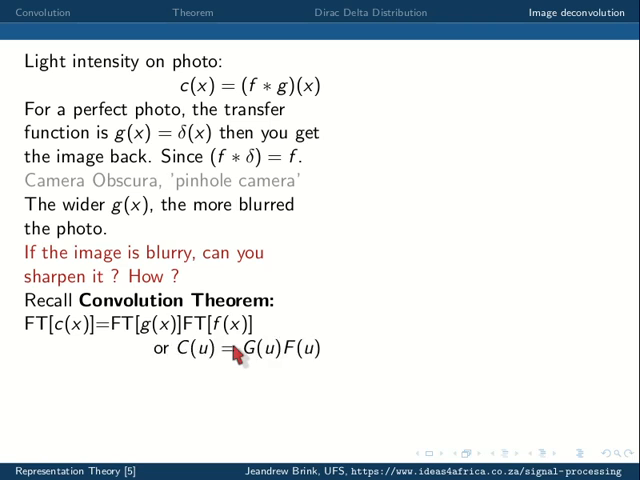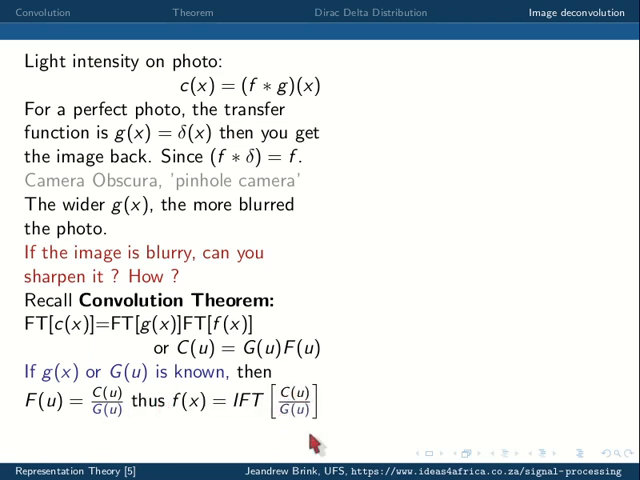And this is just writing it out in a different way with a U argument. If we know G or its Fourier transform, in other words, we know the transfer function, which we don't always know, but if we were to know it, then we could reconstruct the image. The Fourier transform of the original picture is just the Fourier transform of the image divided by the Fourier transform of the transfer function. We can then take the inverse Fourier transform of this combination and we have our image back.